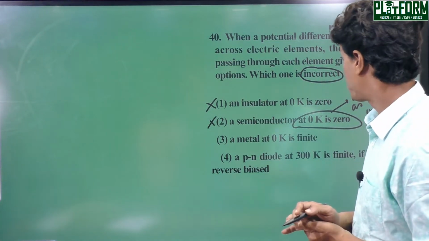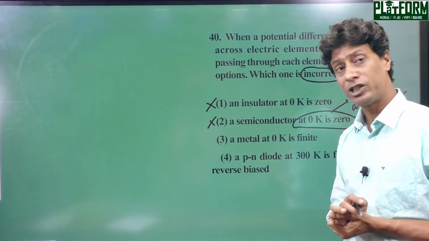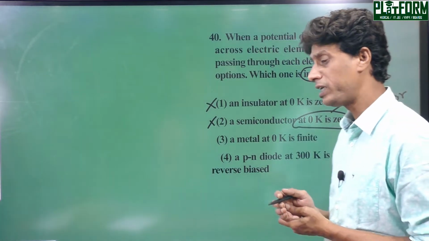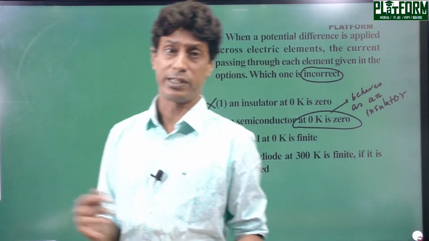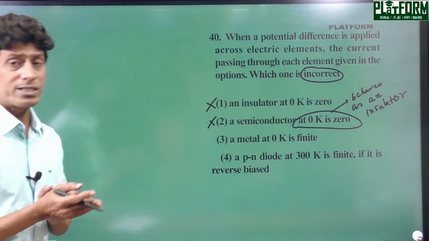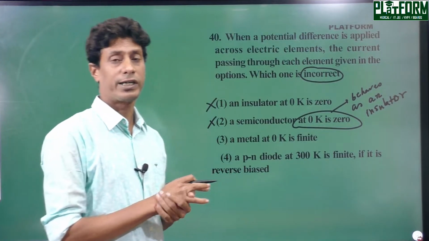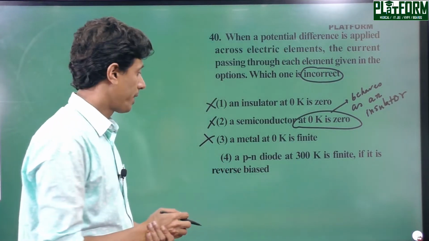Current through a metal at 0 K is finite. Any metal, at 0 degree centigrade or whatever the temperature may be, is a conducting body and has a certain finite resistance. So current through the conductor is always finite. It is also a right statement but not the correct option.